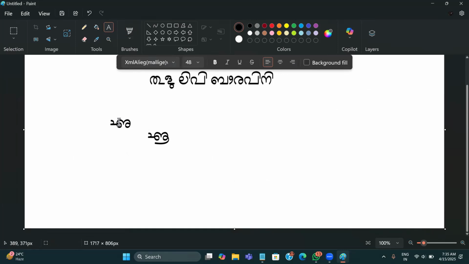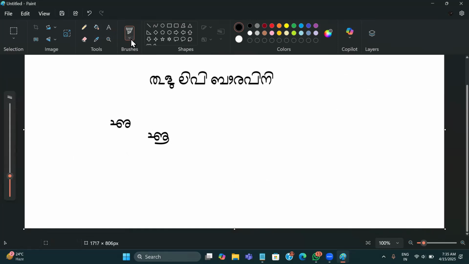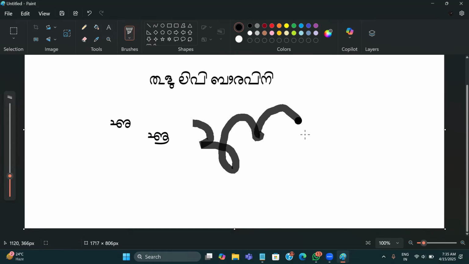Second letter is A. So how to write A? A can be written the same as how it has been written in A. How we have written A, like that only we have to extend the corner. This thing is added.